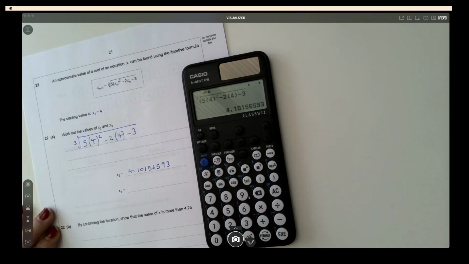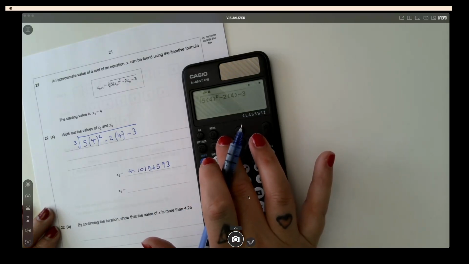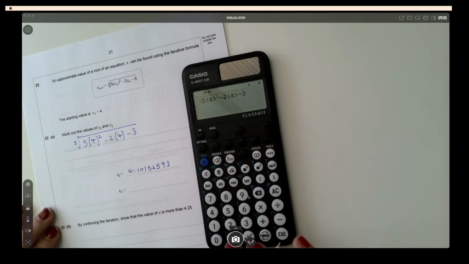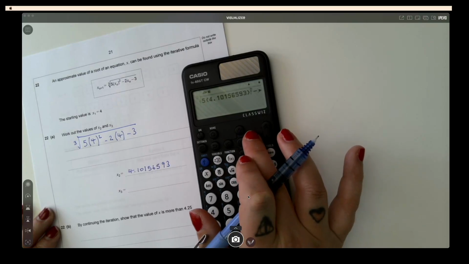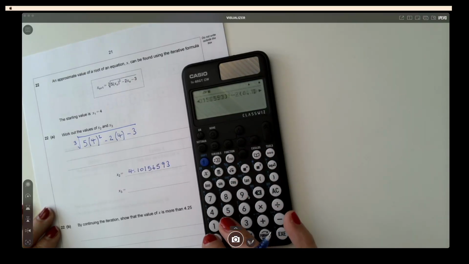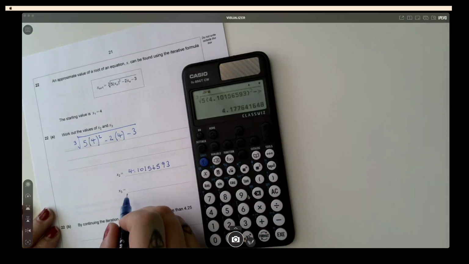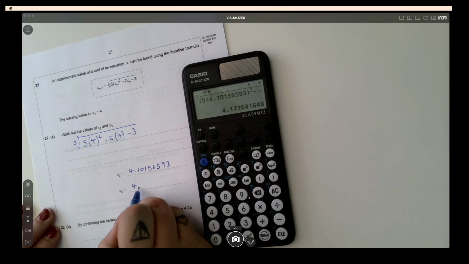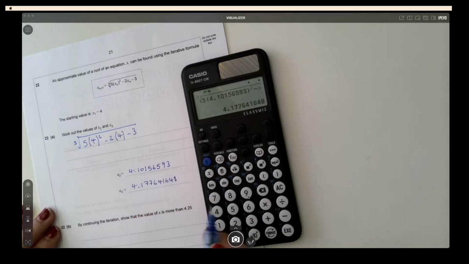Now I'm going to use this value instead. So let's change this to 4.101565593. So x3 is 4.17764168.